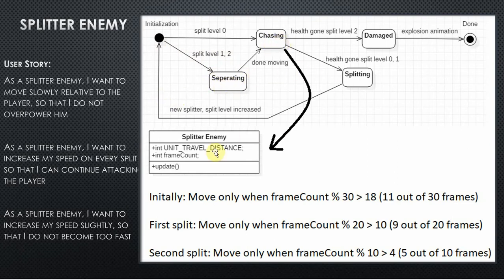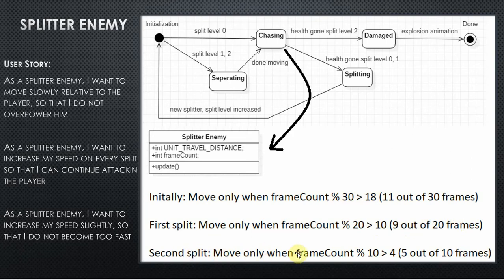So once we're in the chasing state, there's a unit travel distance and a frame count. As the frames go up, the splitter enemy only moves on certain frames to keep its speed slow relative to the player. So for split level 0, the frame count mod 30 greater than 18 are the frames when it moves, so that's only 11 out of 30 frames. Once it splits once, a frame count mod 20 greater than 10, so 9 out of 20 frames is how many frames it will move.